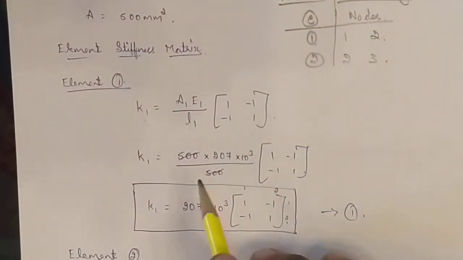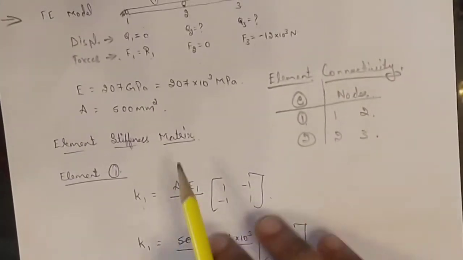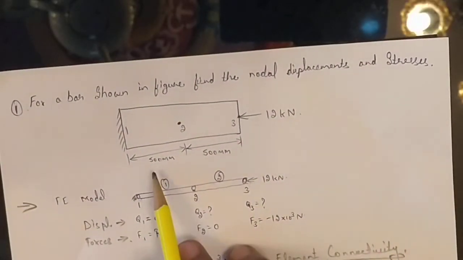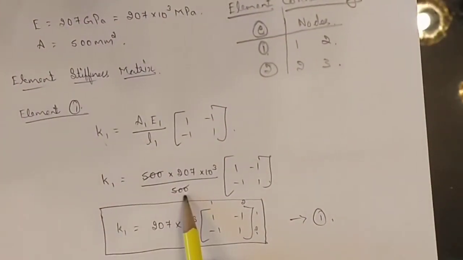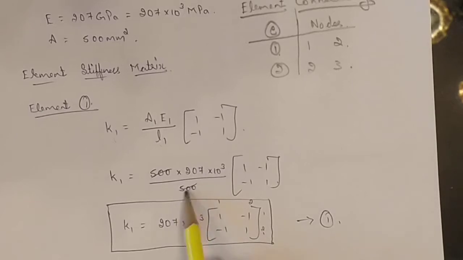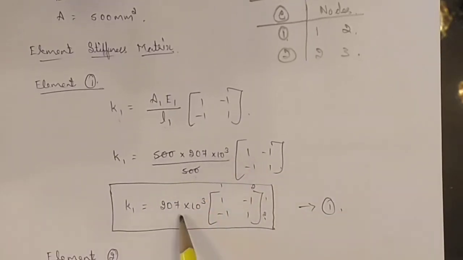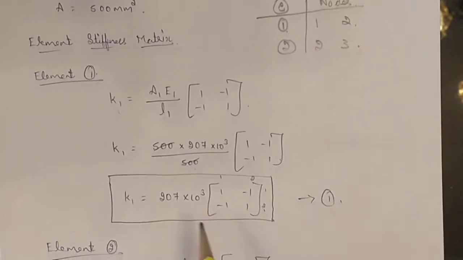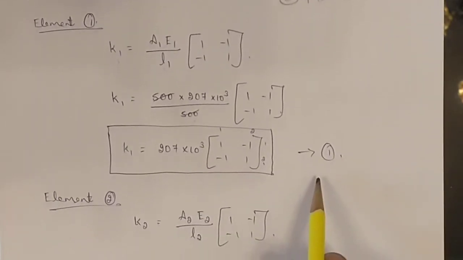Okay. So now K1 is equal to AE. Just substitute the values of A and E. It's given in the question. AE by L1. L1 is the length of the element 1. Length of the element 1 is 500 mm. Just substitute everything in mm. [1 -1; -1 1]. Just keep, 500 cancels, and this keep as it is, common. Is this clear? Okay. Write that as equation 1.